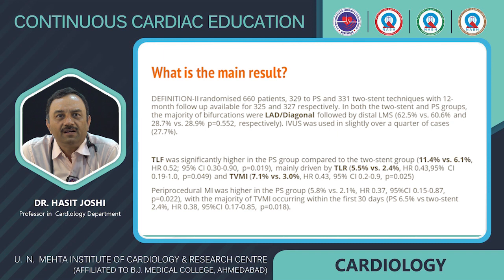So here DEFINITION II had 660 patients. The majority of bifurcation lesions were LAD diagonal, which we see in the real world, followed by distal left main. Target lesion failure was significantly higher in the provisional stenting group as compared to the two stent group, 11.4 versus 6.1%, and the majority of TVMI, target vessel MI, occurred within the first 30 days. Provisional stent 6.5% versus two stent 2.4%.